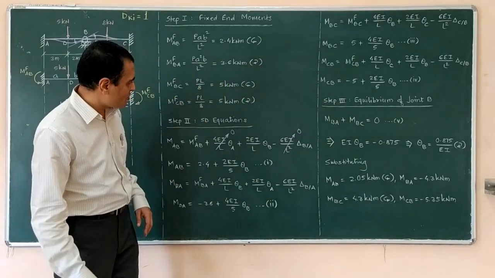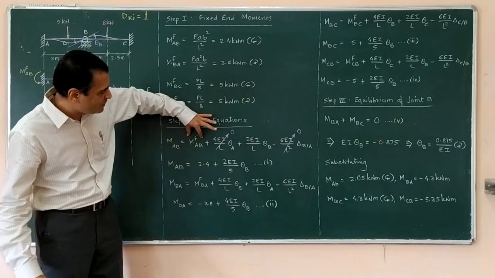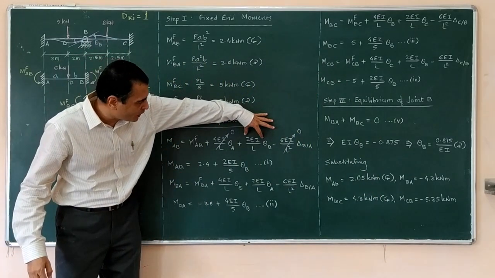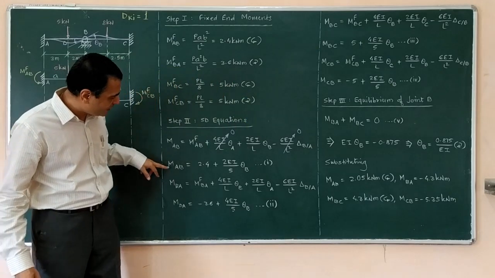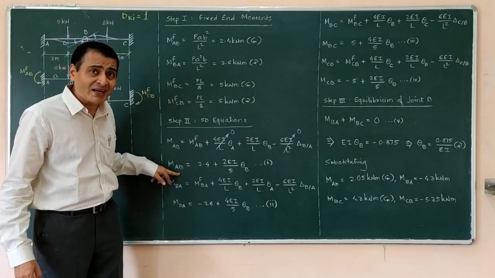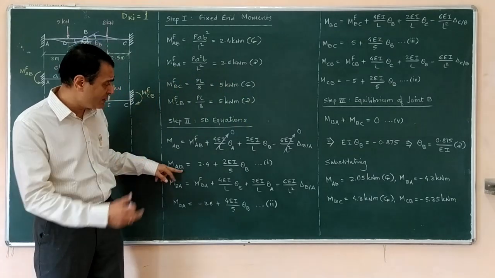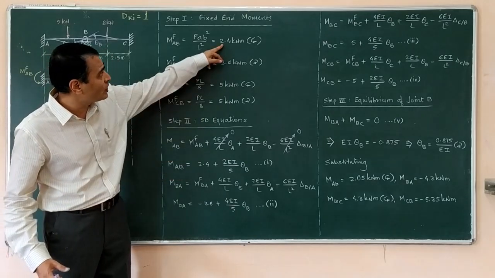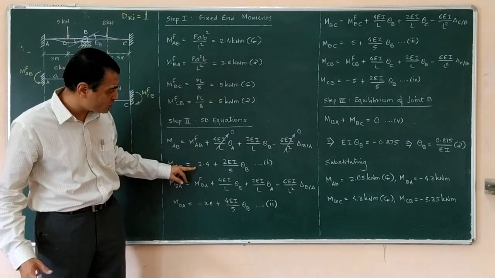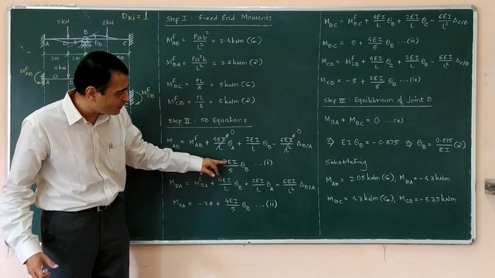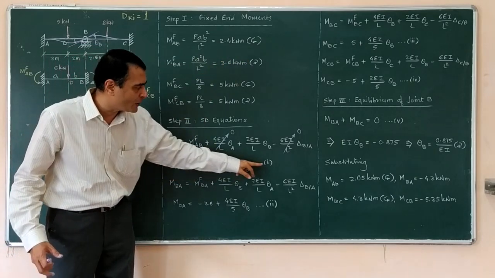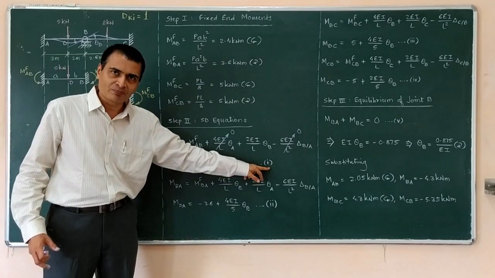If that is the case, I am left with only fixed end moment and this particular term, so that I am getting MAB, end moment at A point for span AB, is equal to this. I am substituting from here, anti-clockwise means positive, plus 2 by 5 EI theta B, that is my equation 1.